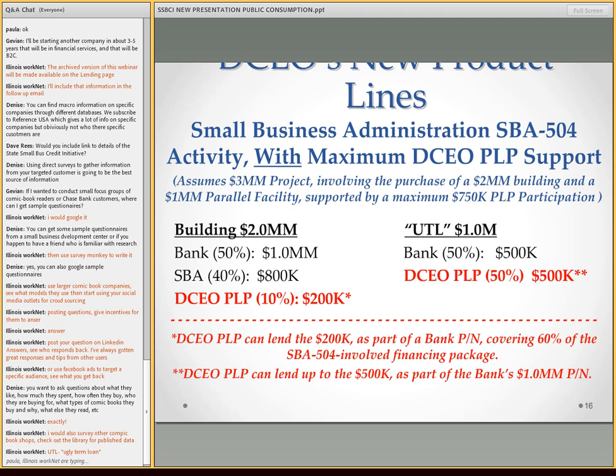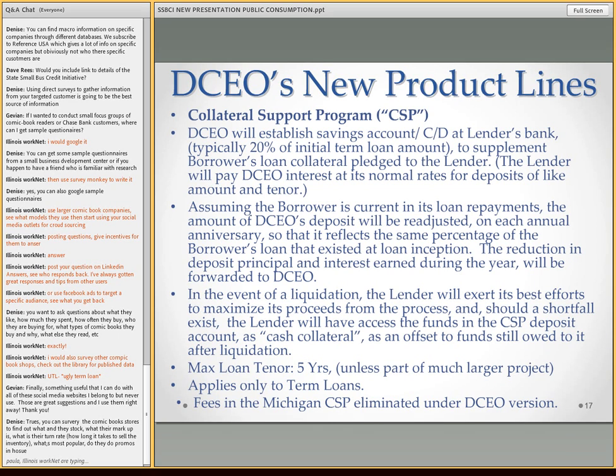Okay, now let's take a look at the building. Well, it's a $2 million building still. Price didn't go up or down. That's amazing in this market. The bank puts up $1 million. The SBA again puts up $800,000. We're willing to put up the $200,000 that used to be the equity that the borrower would put up.